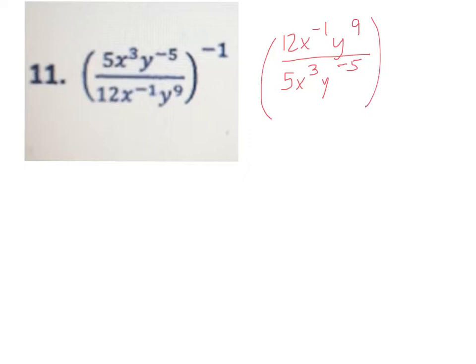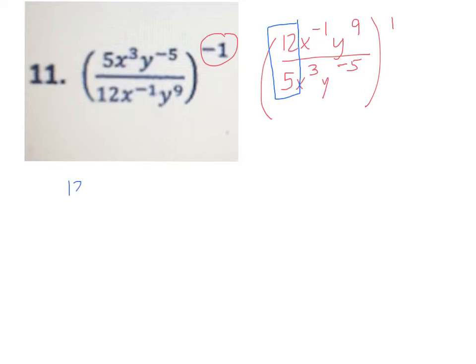Now, that turns this -1 into a +1. Anything raised to the first power is just itself, so I really don't need to deal with that anymore. And I can evaluate everything that's just inside your parentheses. If you start by looking at the numbers, you have 12 over 5. You can't divide a common factor out of that.